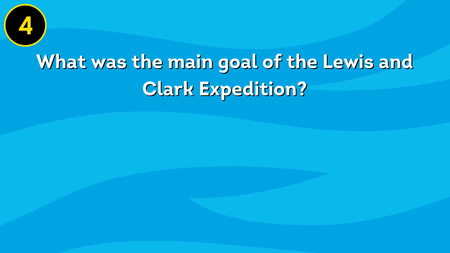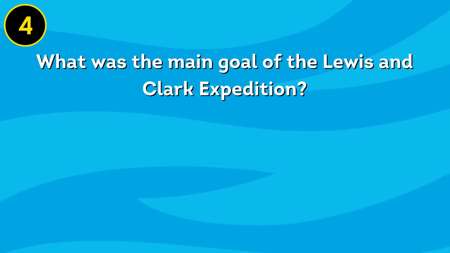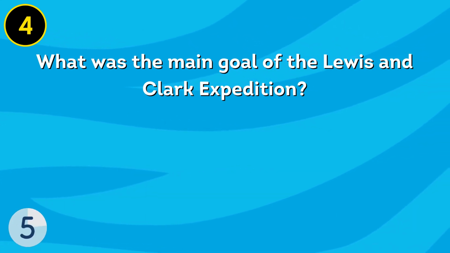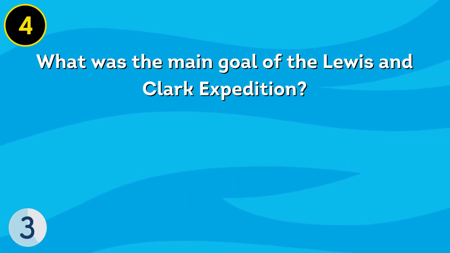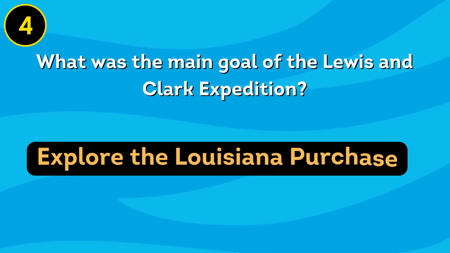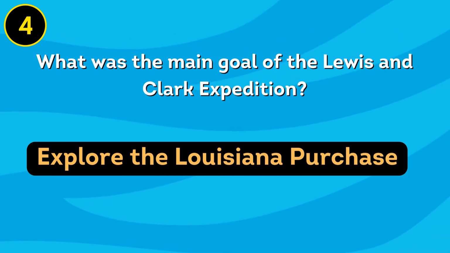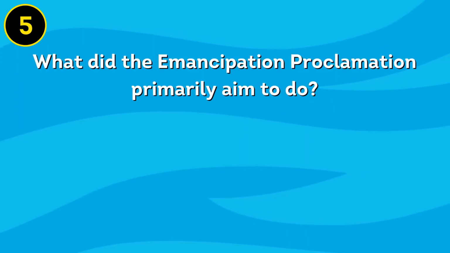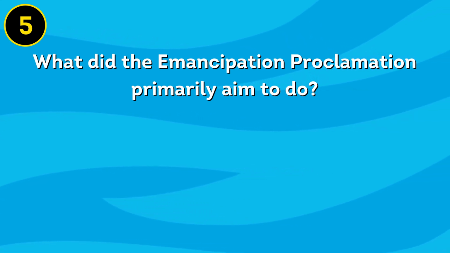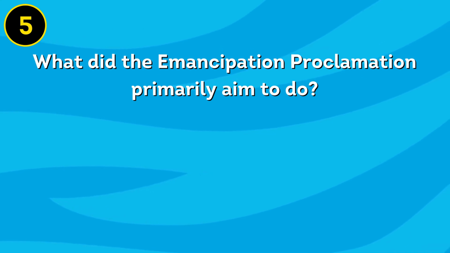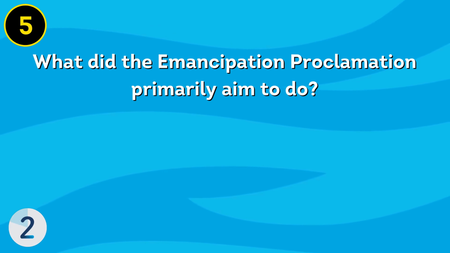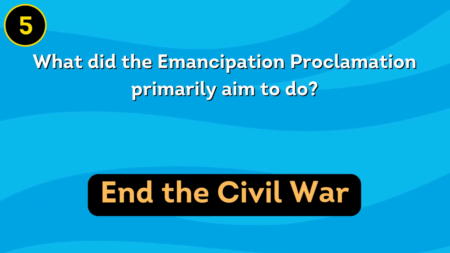What was the main goal of the Lewis and Clark expedition? Explore the Louisiana Purchase. What did the Emancipation Proclamation primarily aim to do? End the Civil War.